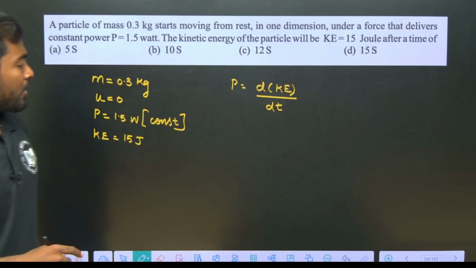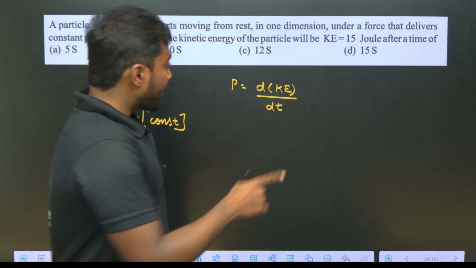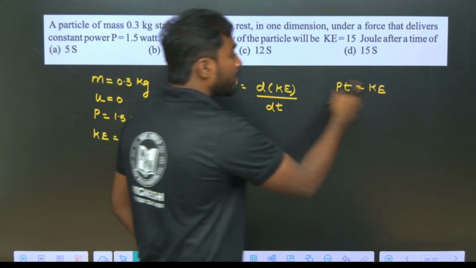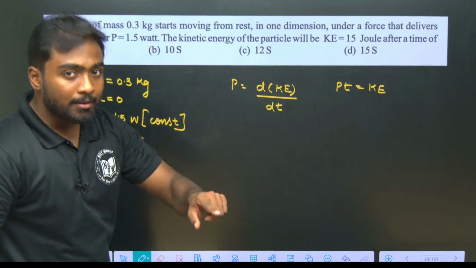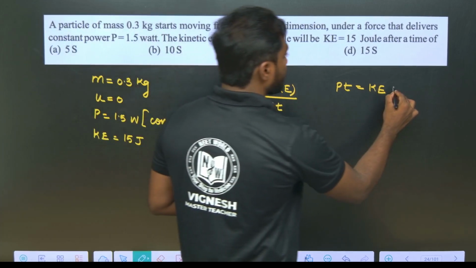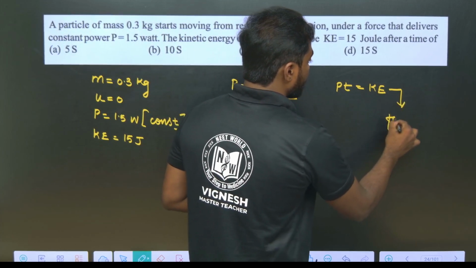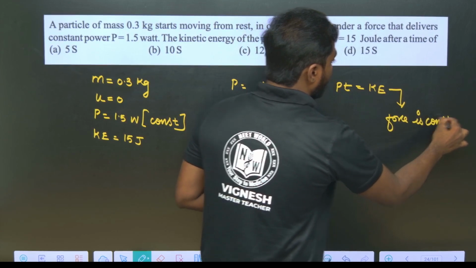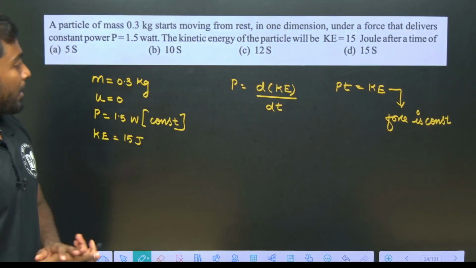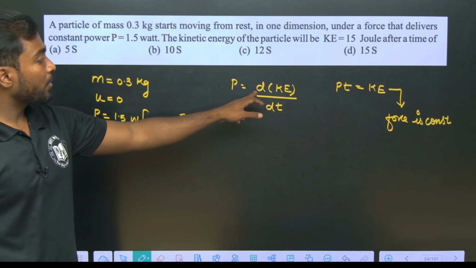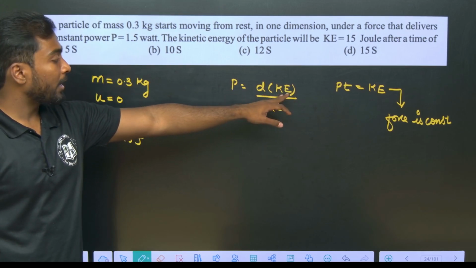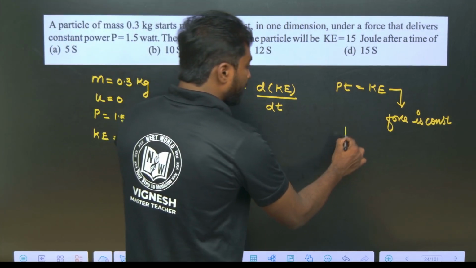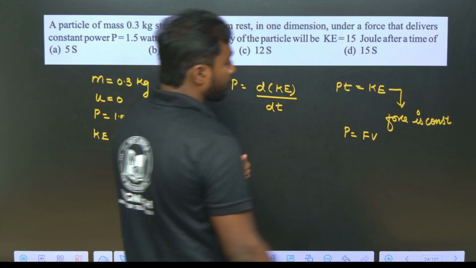And we know that I can write this formula as Pt is equals to kinetic energy, which is nothing but work done is equals to power into time when force is constant. I can use this, but as of now the thing is P is equals to d kinetic energy by dt. And one more thing, we know that power is equals to force into velocity. So these are the things.